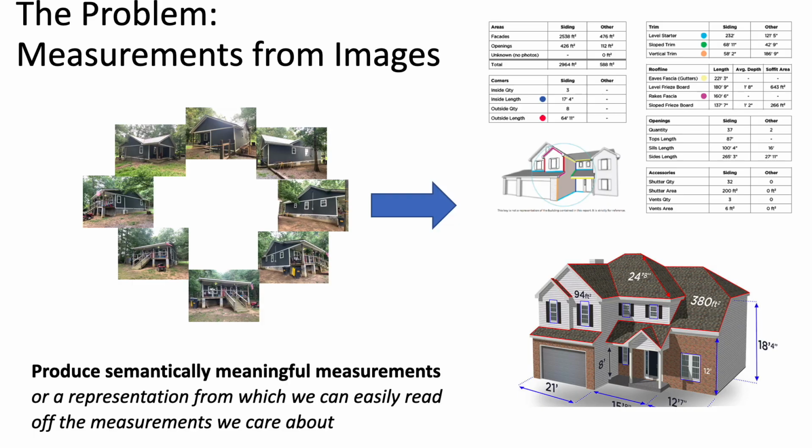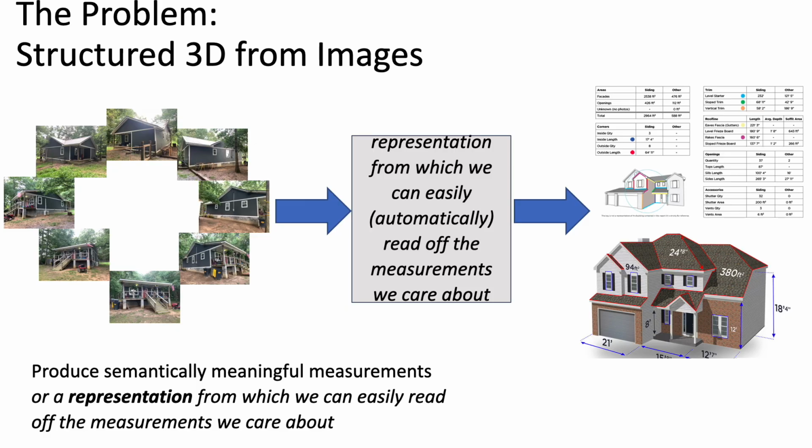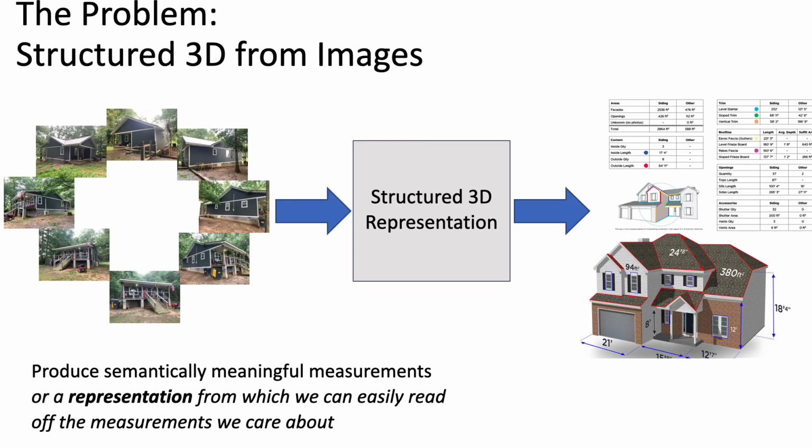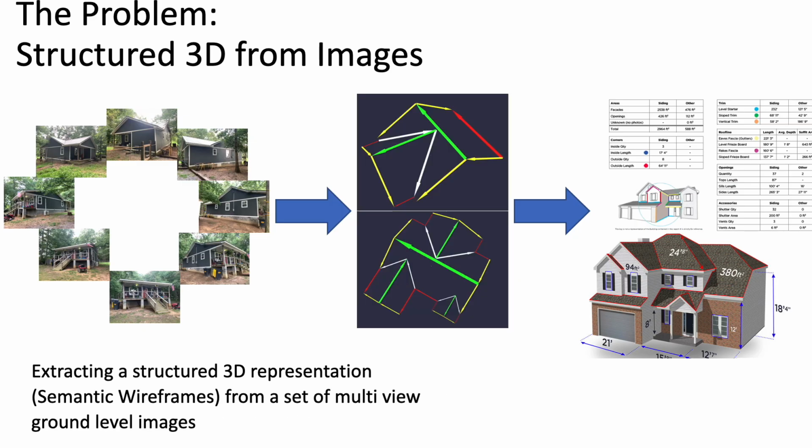Take, for example, the problem of extracting measurements of a house from a collection of images. We want to extract some representation from the images such that we can easily and automatically read off the measurements we care about. We call this representation a structured 3D representation or structured 3D reconstruction. Concretely, for this work, we consider graphs embedded in 3D space or sparse wireframes as our structured representation.